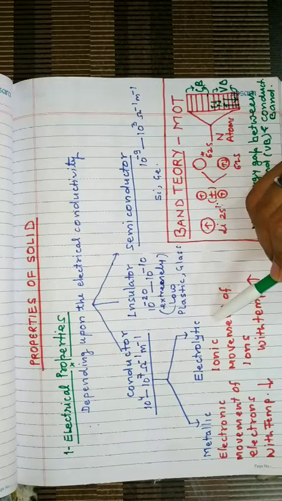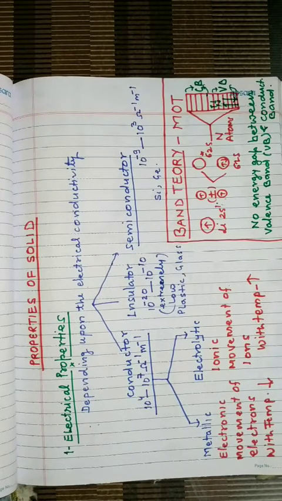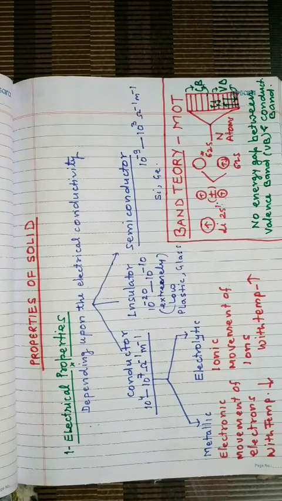They can conduct electricity only when they are in molten state or in aqueous solution. There the conduction is due to movement of ions, so that's why they are also called ionic conductor. Their conductivity increases with the temperature. If we increase the temperature, then different types of interactions get loosened and movement of ions increases, which can increase the conductivity of electrolytic conductor.